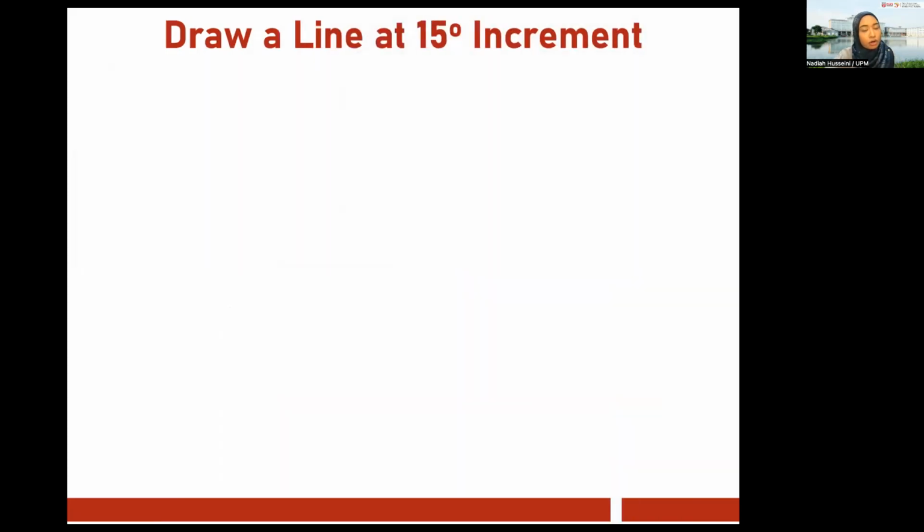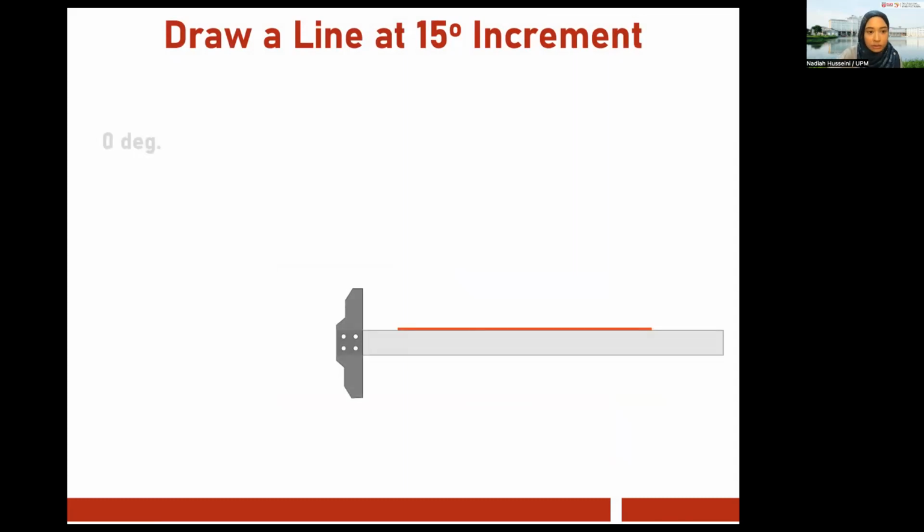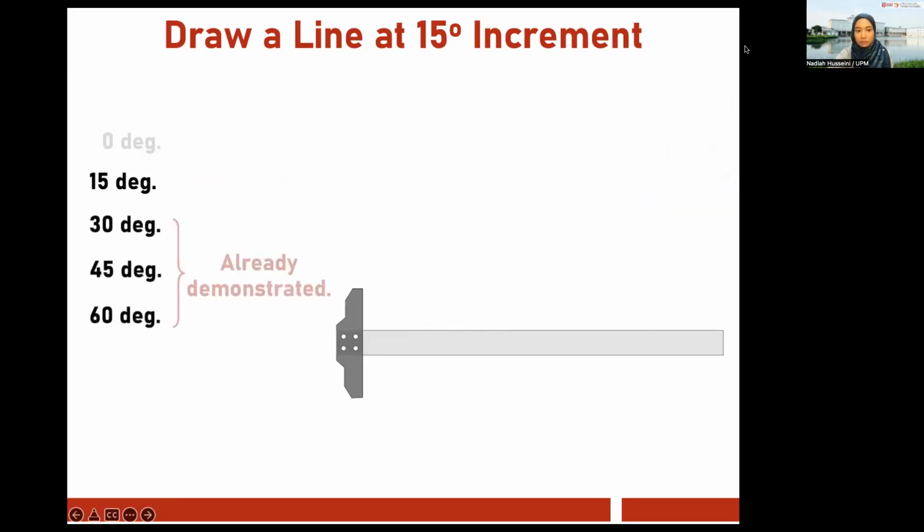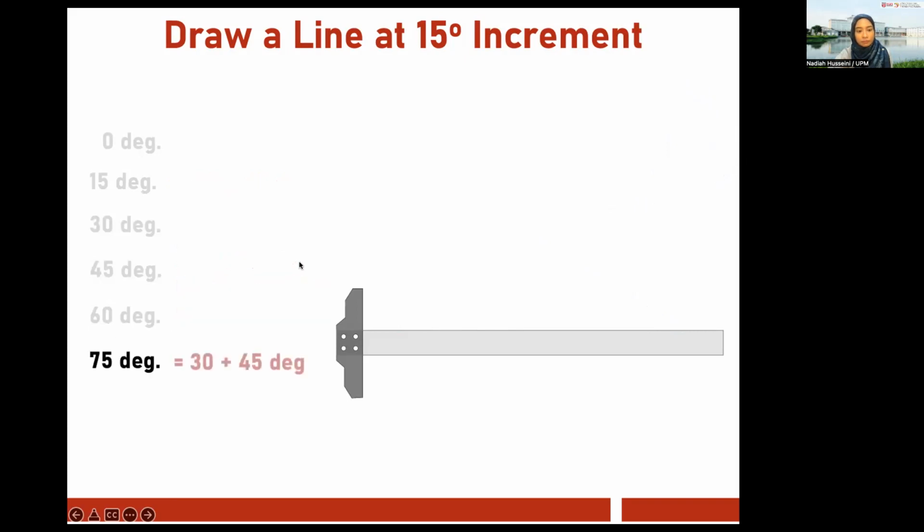Okay, how can we draw a line at 15 degrees increment? So first, we already covered 0 degrees, which was just a straight line. Your horizontal line is 0 degrees. And then 15 degrees is minus 30 plus 45. So you have to use 2 triangles to do 15 degrees. So how do we do that? Okay, so we already covered 30, 45, and 60. So now kita nak cover 15 punya. Ni senang je, 30 tambah 45.